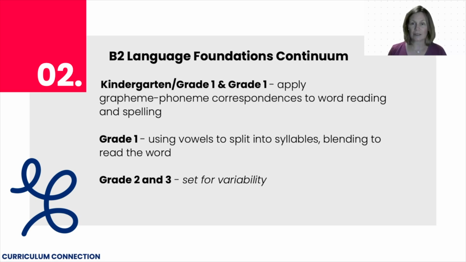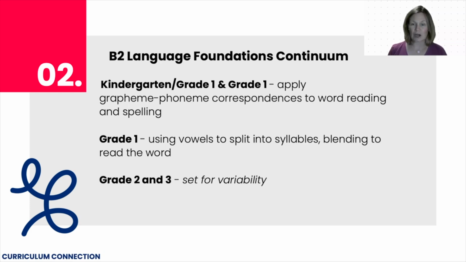In kindergarten and grade 1, students apply grapheme-phoneme correspondences to word reading by identifying the graphemes of the word, saying the corresponding phonemes, and then blending them together. When spelling a word, students identify the phonemes they hear in the word and represent each phoneme with a grapheme. In grade 1, students begin to read multisyllabic words by identifying the vowels in the word, dividing the word into its syllables, blending each syllable, and then the entire word. The skills in grades 2 and 3 support the reading and spelling of increasingly complex multisyllabic words with increasing automaticity.